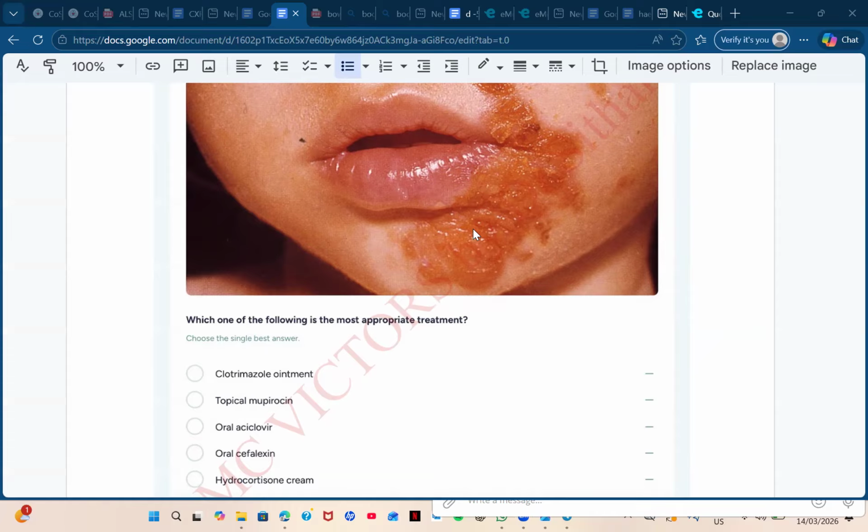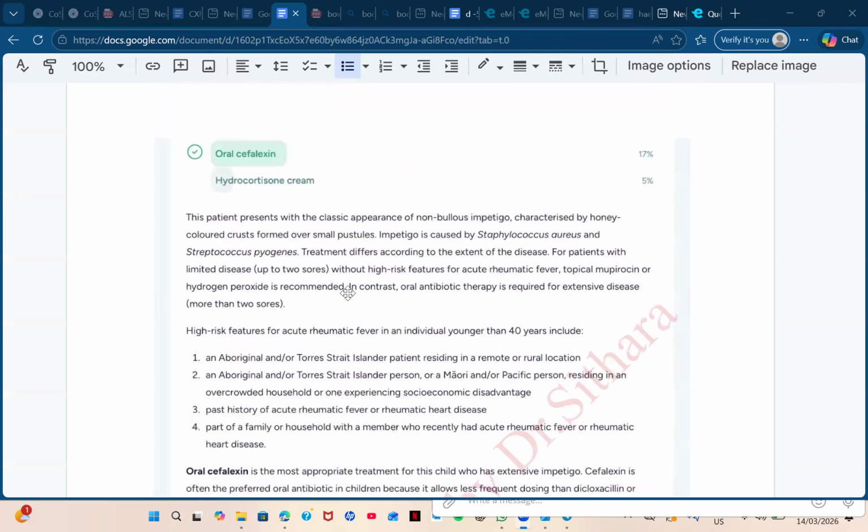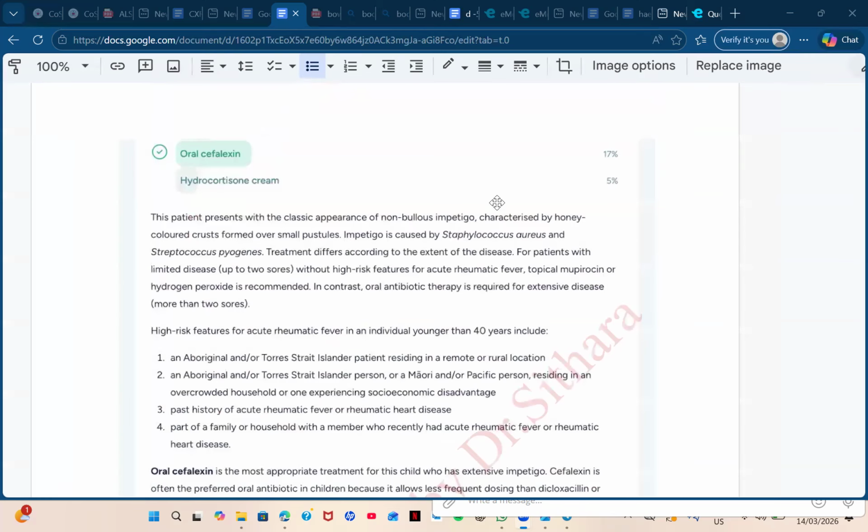So what is the theory here? Theory behind it? Okay, doctors, please remember you should know about when to use topical treatment like mupirocin and oral treatment. Okay, so here the answer is oral cephalexin. Why? This patient presents with the classic appearance of non-bullous impetigo.